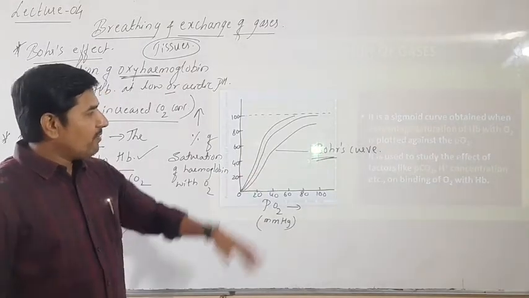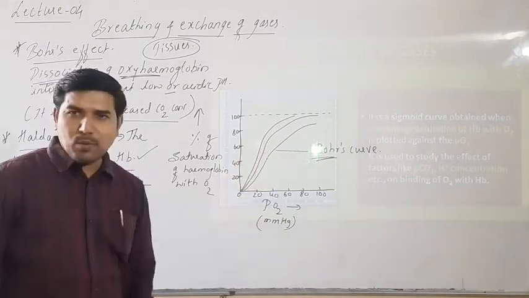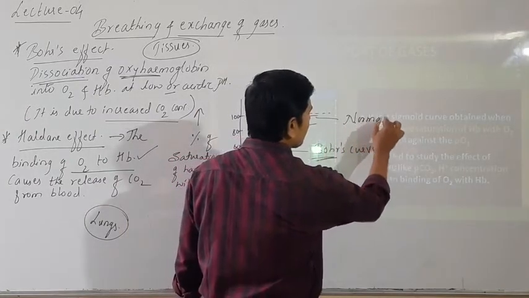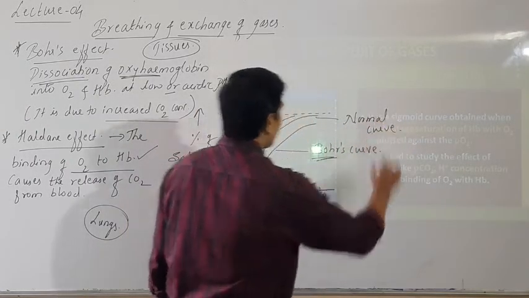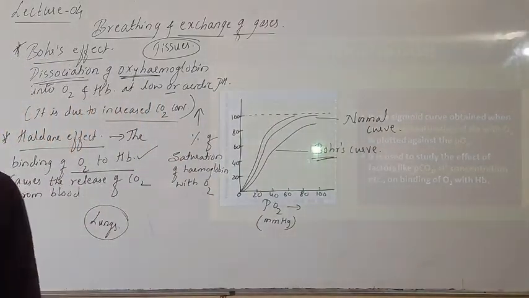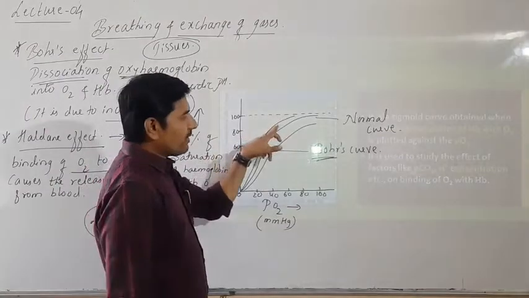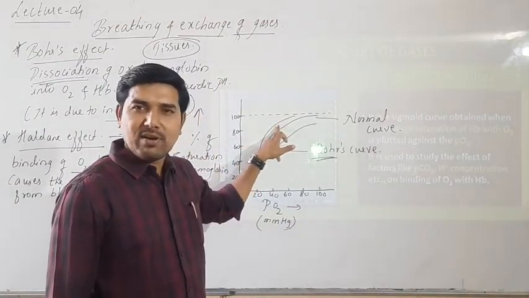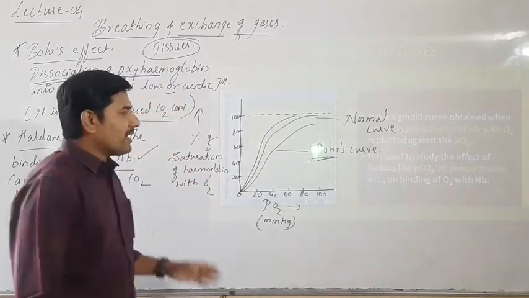Now here we call this curve a Bohr's curve. This is the normal curve, and the other one is this curve. It is in absence of CO2 and with a higher level of O2. So this is regarding the part.